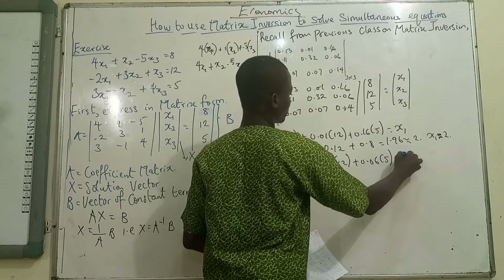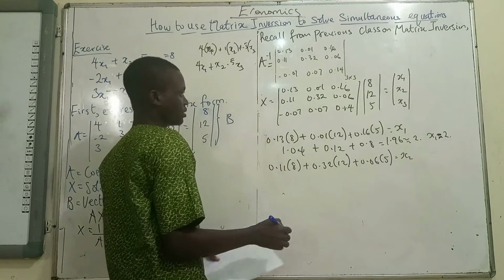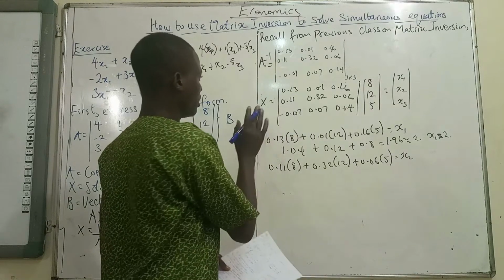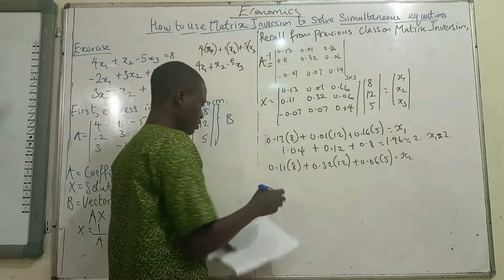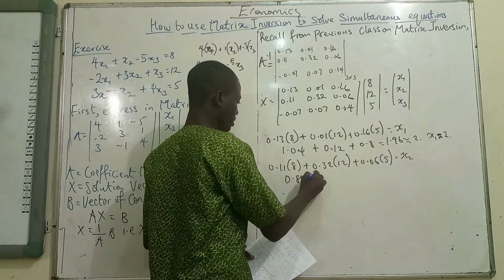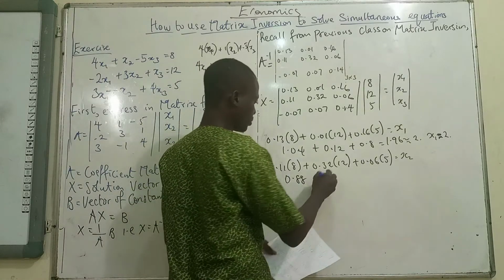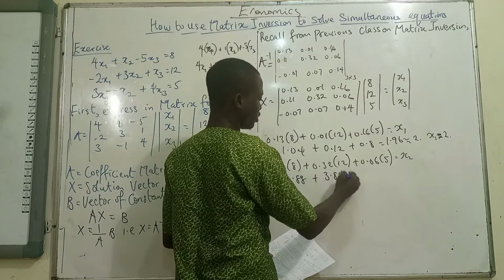It gives us x2. I believe I've not written nonsense. 0.01 times 8, 0.02 times 12, 0.06 times 5. Now that will give us 0.88, right? Plus 3 points. Please don't just be looking at this and be nodding your head.